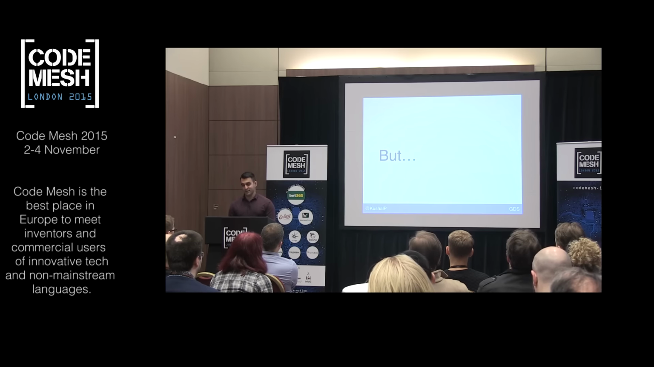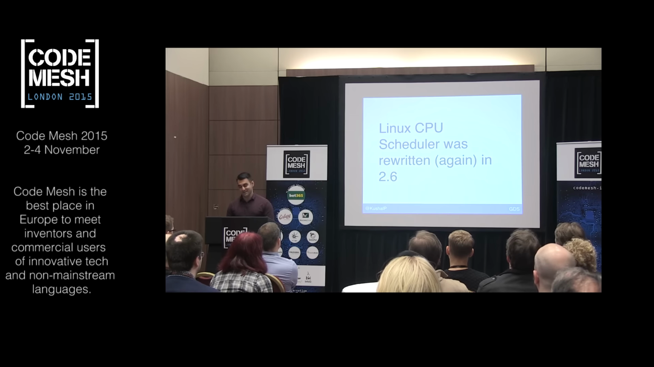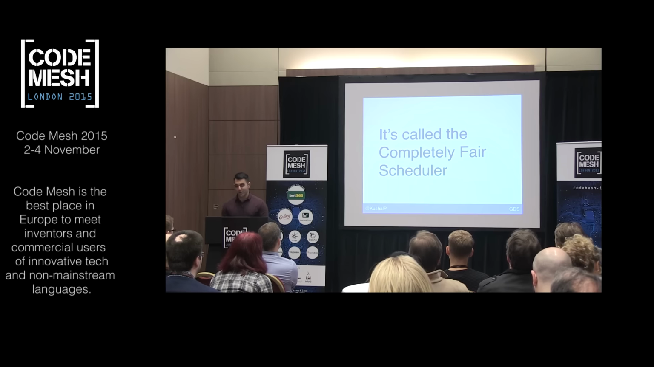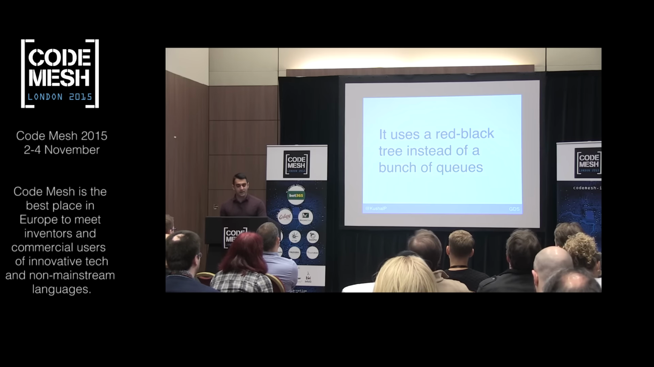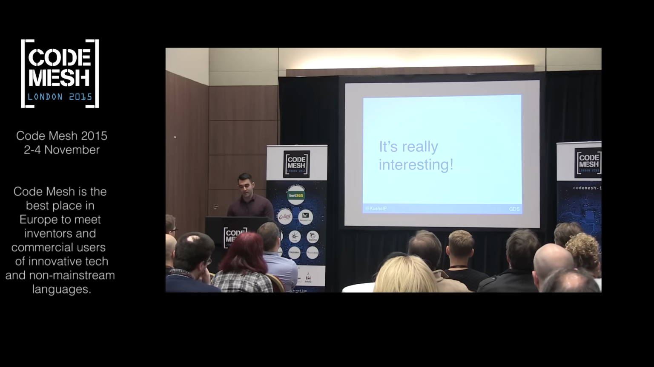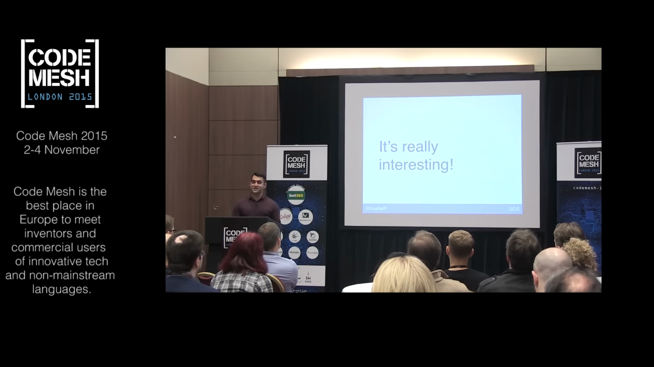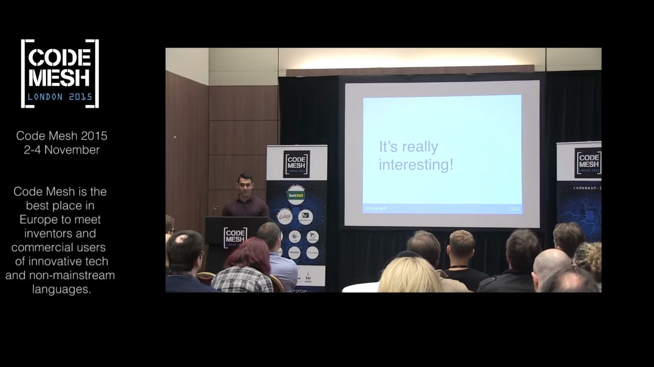It still wasn't perfect, so it was rewritten again in a later version of 2.6, and it's called the completely fair scheduler. There's that word fair again, by the way. In this particular case, it uses a red-black tree instead of a bunch of queues, and it's really interesting if you want to see all of the mailing list discussions from 2.4 to the various implementations of 2.6 to today, because they're still all available on Gmail, and you can read all about them.